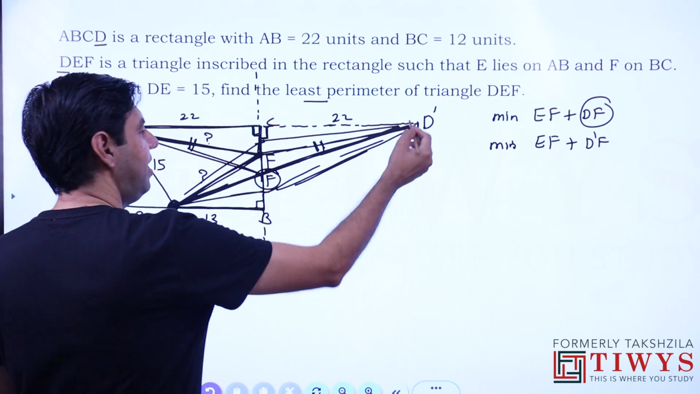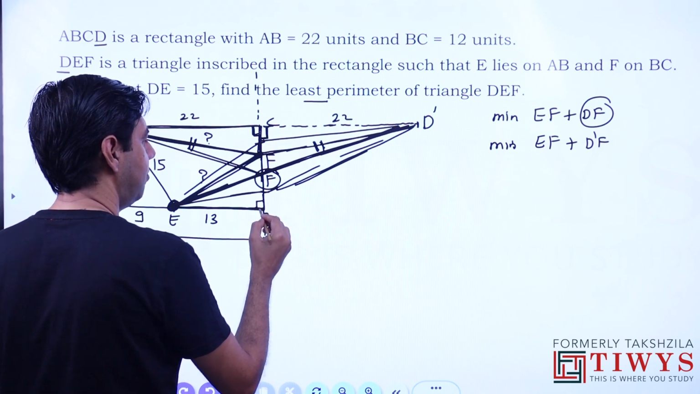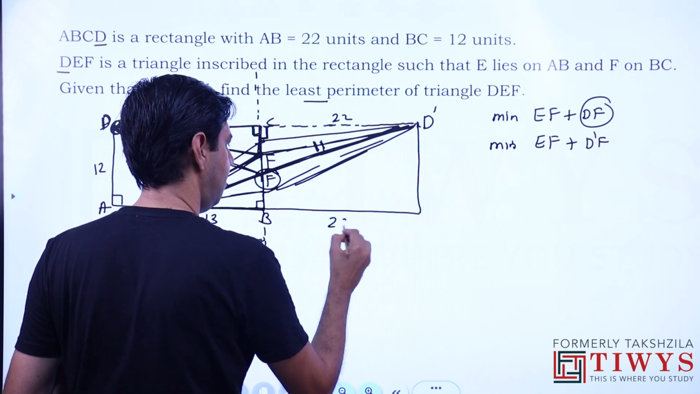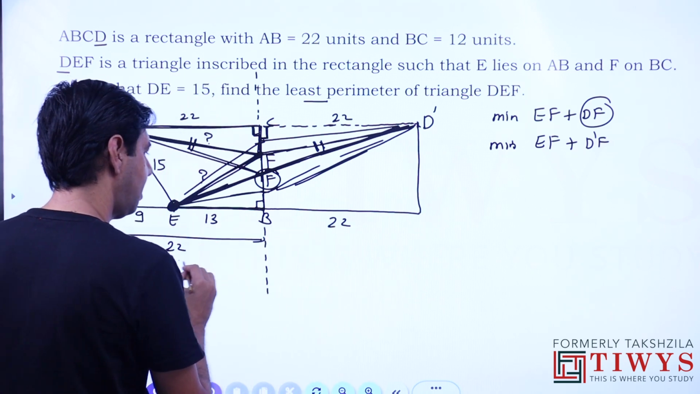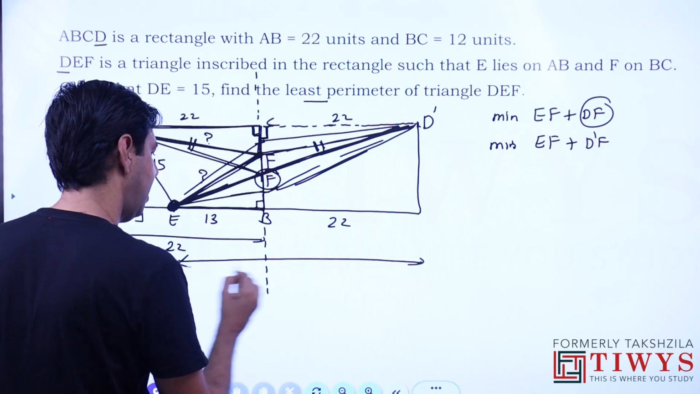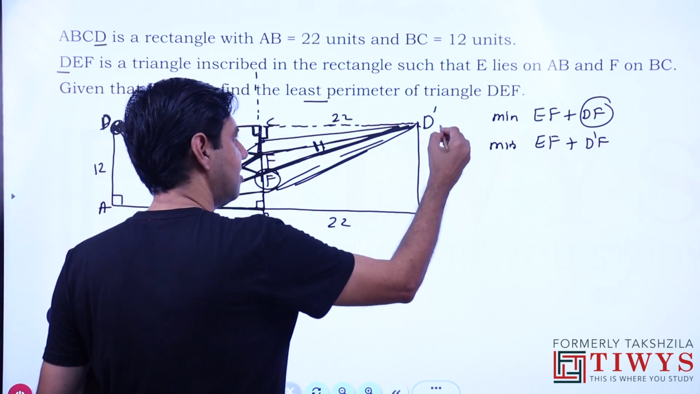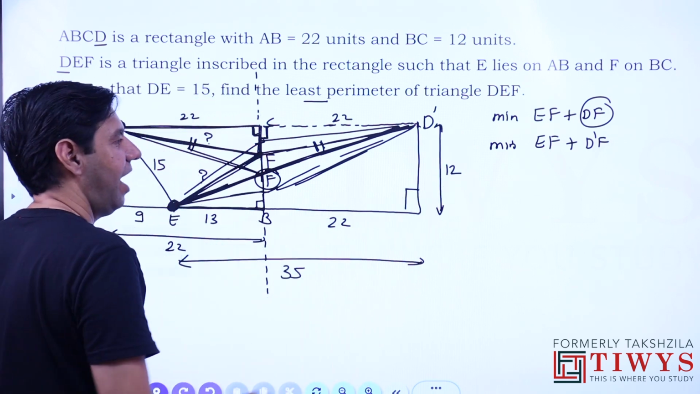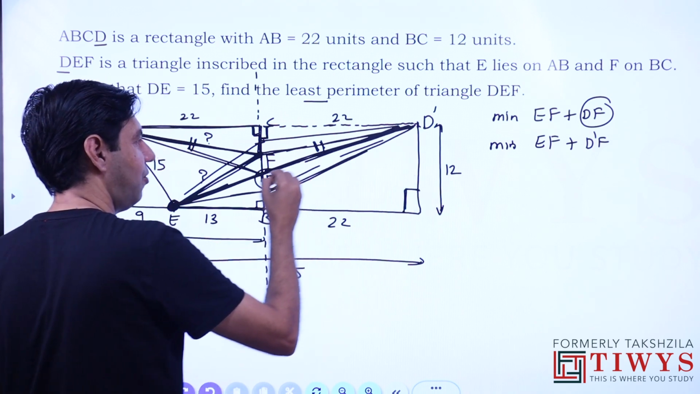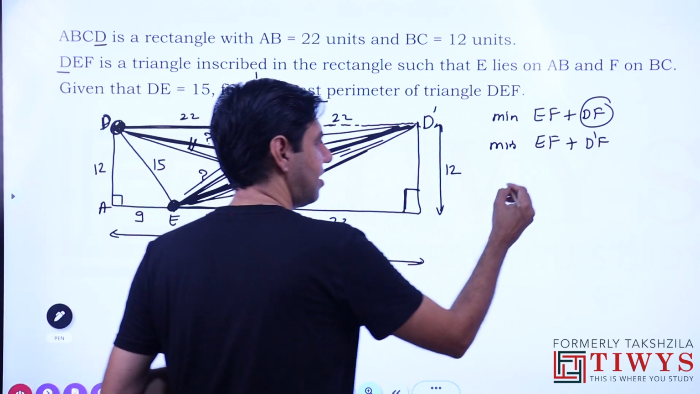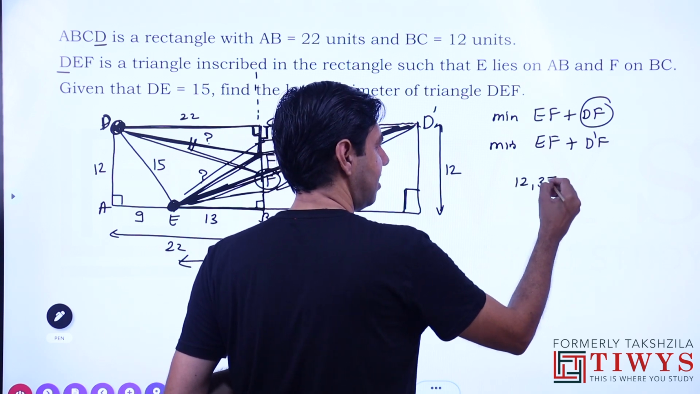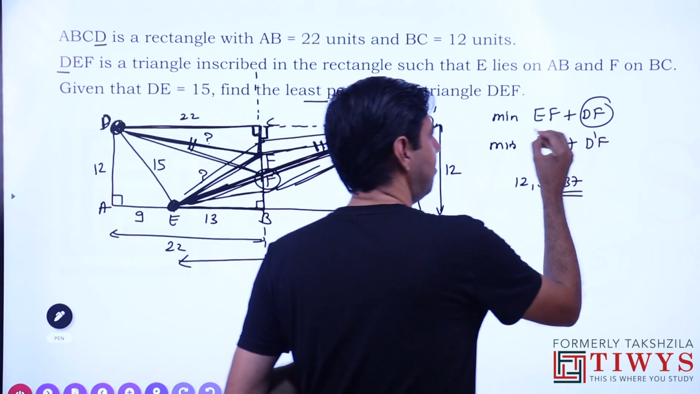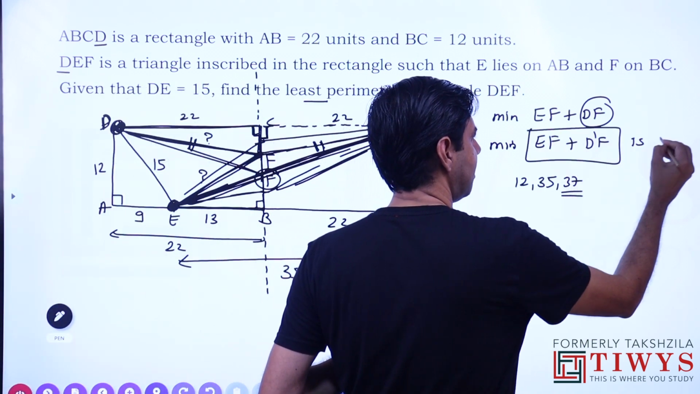How do I find ED? By extending this 22, 13 and 22. 13 and 22 make it a 35. And this is 12. And this is a right angle triangle. Okay. And so if it is a right angle triangle, the hypotenuse, again there's a triplet. But what is the triplet this time? 12, 35, 37. So 37 is going to be this. The minimum value of this is 37.